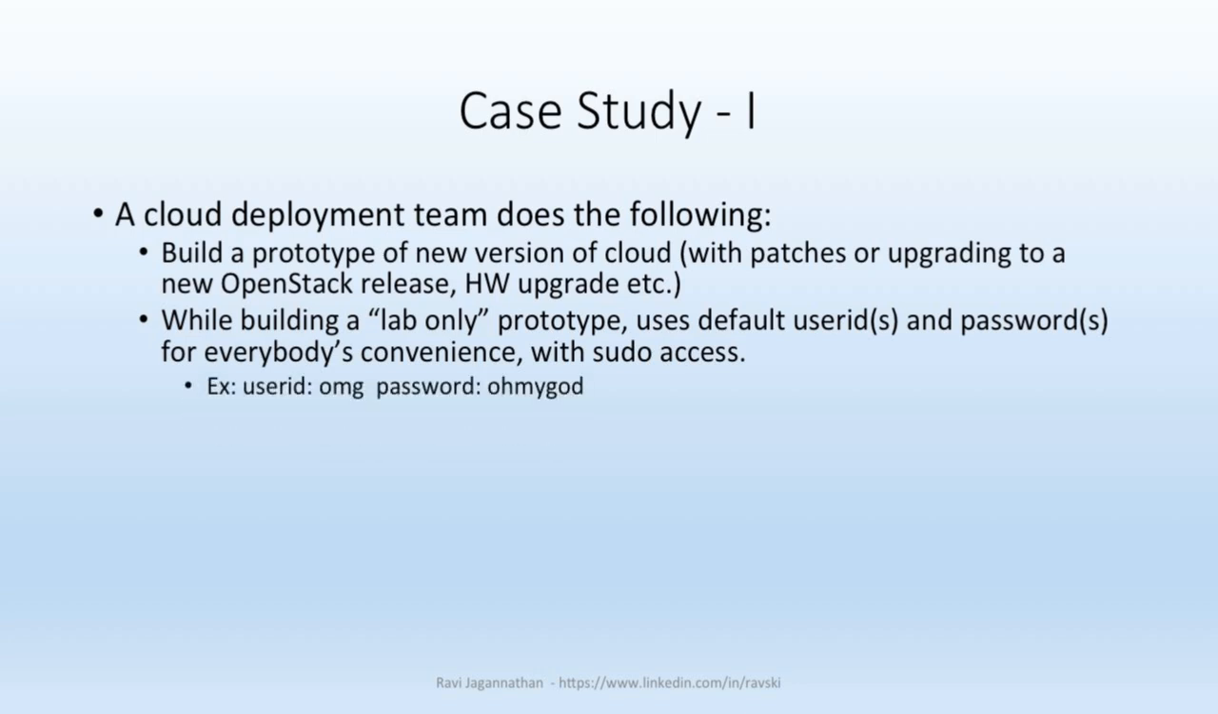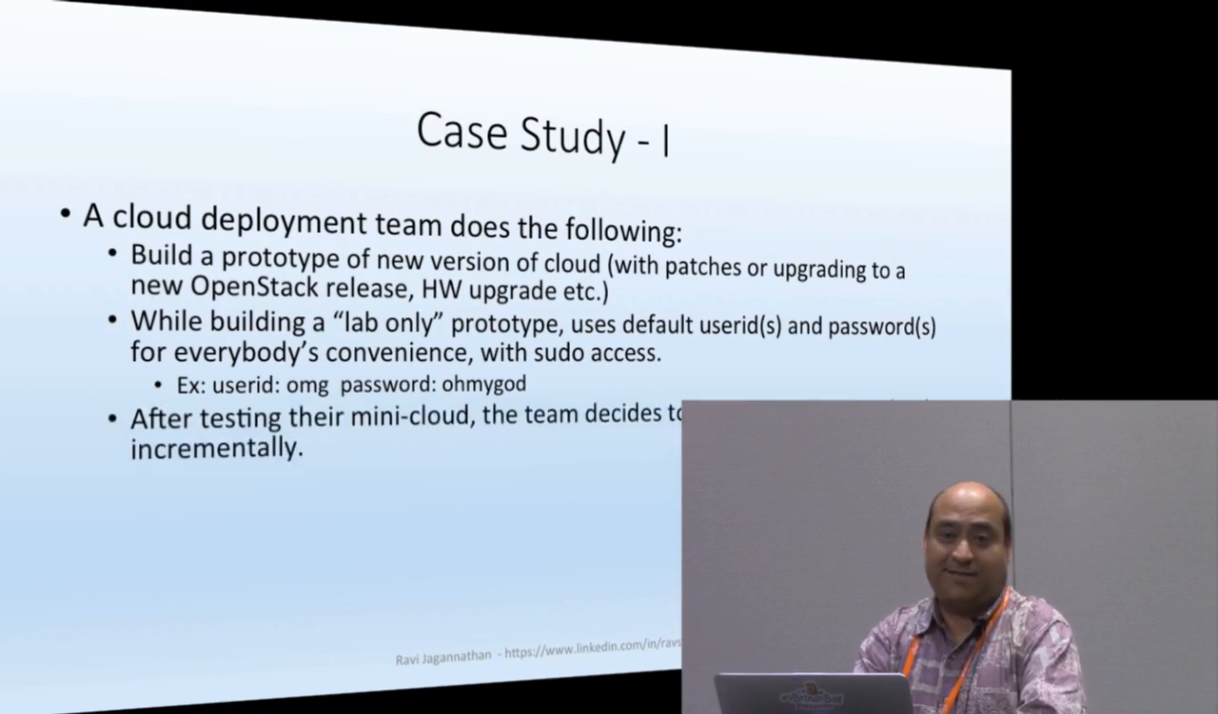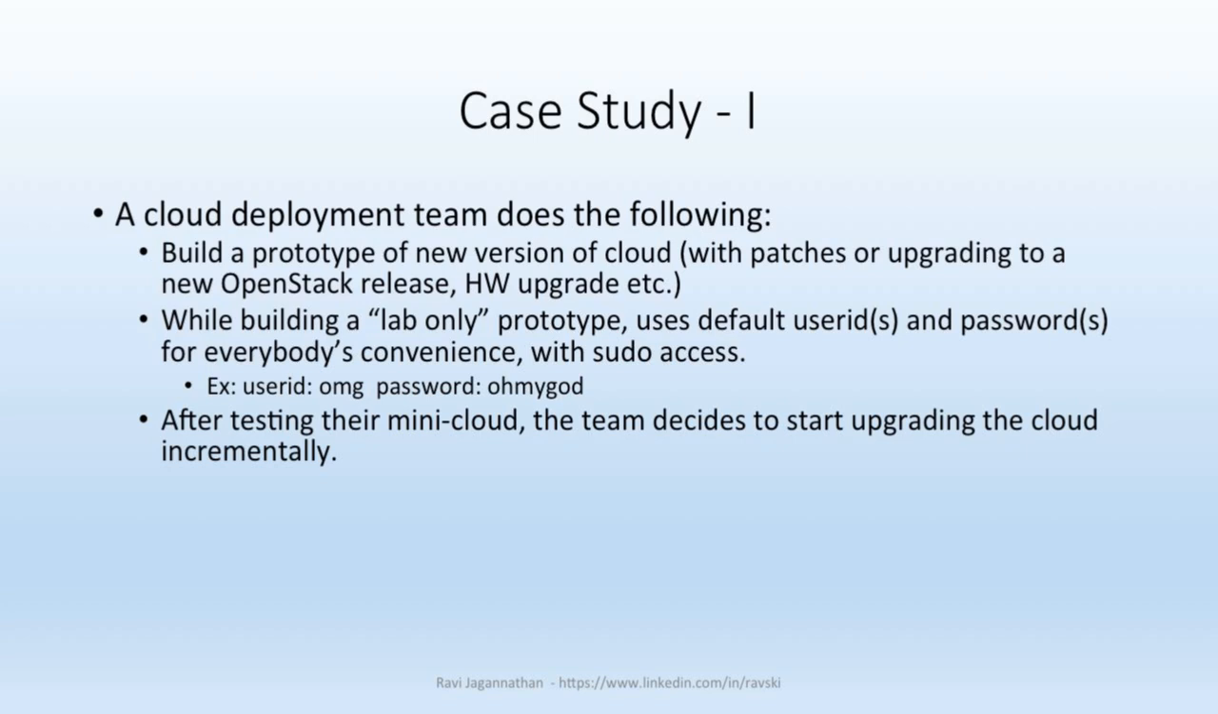So they come up with a user ID and password that everybody remembers, like OMG is the user ID. I just picked this. Everybody has their favorite user ID and password, and the password is oh my god. So they have that, and after testing all of their software and hardware, compatibility, speed, performance, all of those things, they actually start upgrading their cloud incrementally. They deploy it with the lab user ID and password with it.